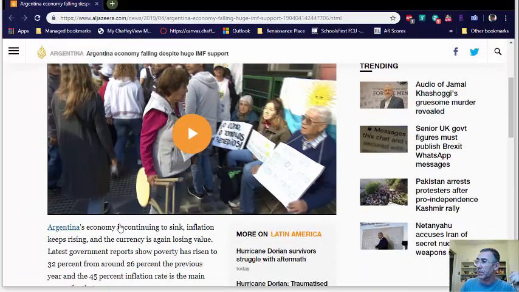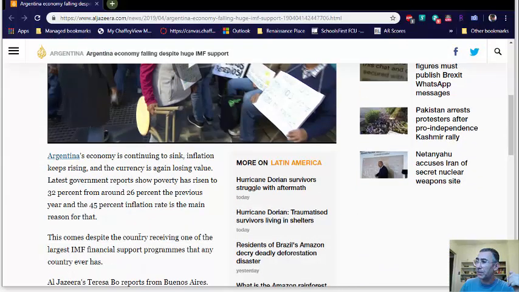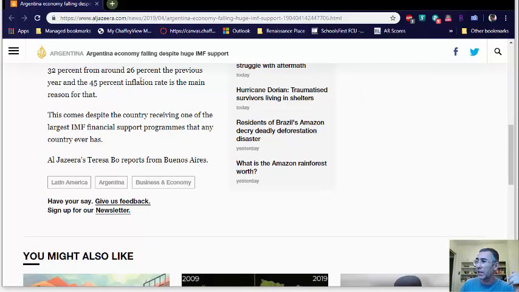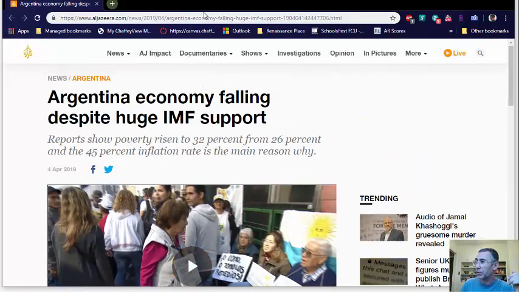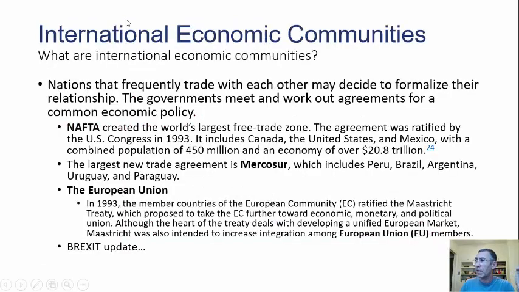And so, again, I'll make all of this available to you so you can watch the videos on your own. But the IMF is going to have to kick in again. This is a country receiving one of the largest IMF financial support programs any country ever has. So the IMF already tried to help Argentina, but it's been a problem, and Argentina is still having issues.